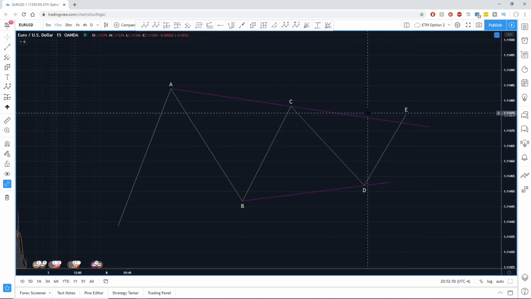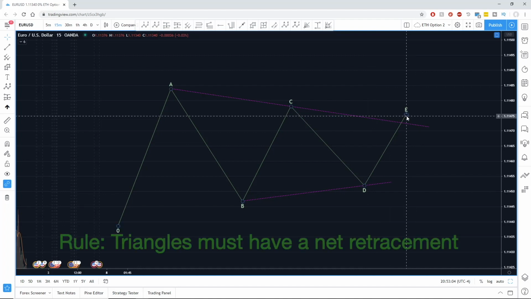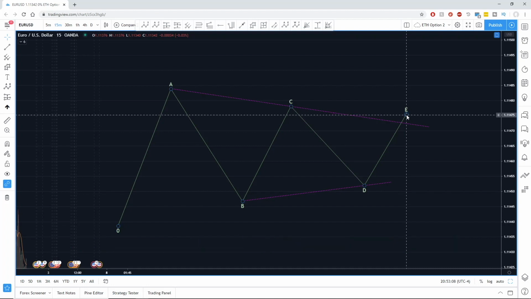It is important to note though, that just like with all other corrective types, by the end of the E wave, we must have a net retracement. So the E wave cannot end above the start of our previous wave.